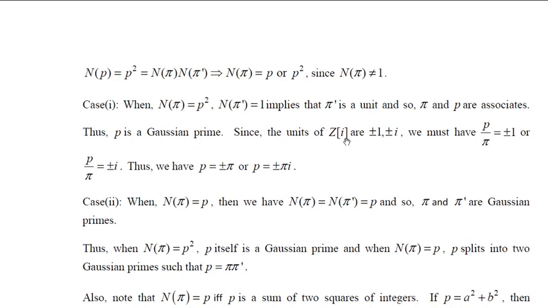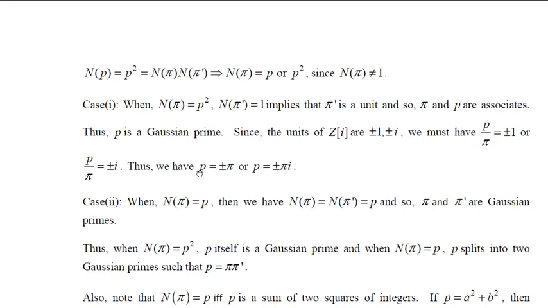And what are the units of Z[i]? They are plus or minus 1 and plus or minus i. We knew that if a equals b times u, where u is a unit, then a and b are associates. In other words, a divided by b equal to a unit implies that a and b are associates. By that result, p and π are associates if p divided by π is equal to plus or minus 1 or plus or minus i, where plus or minus i and plus or minus 1 are units.